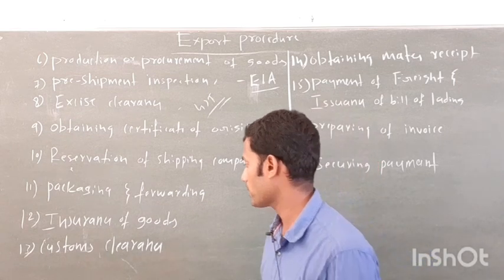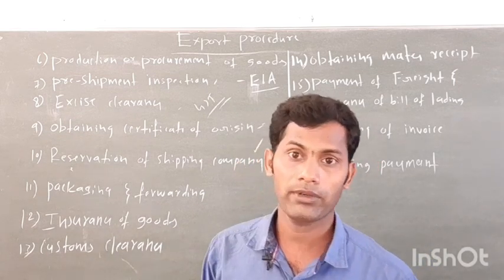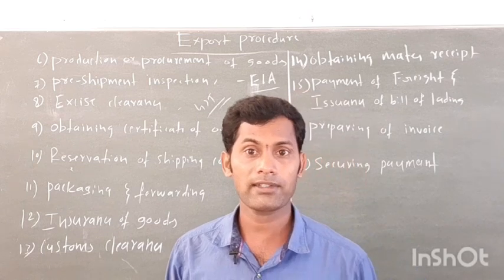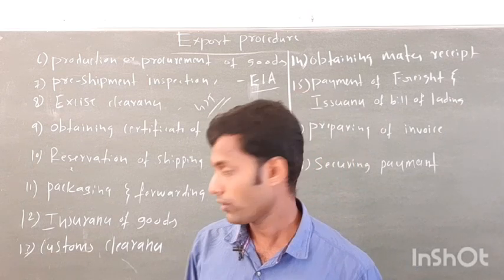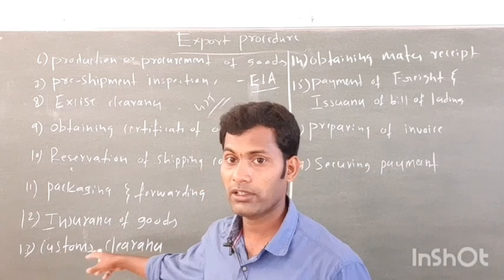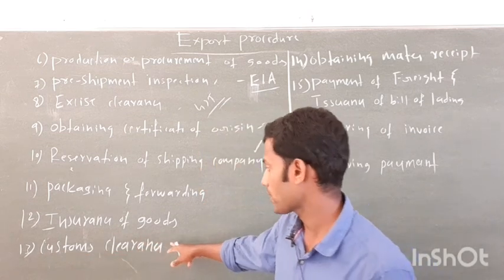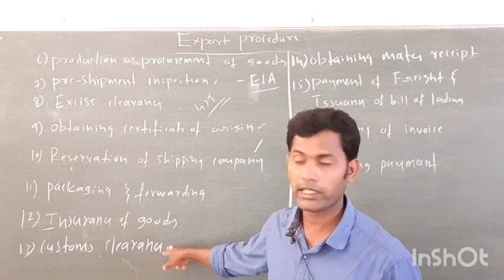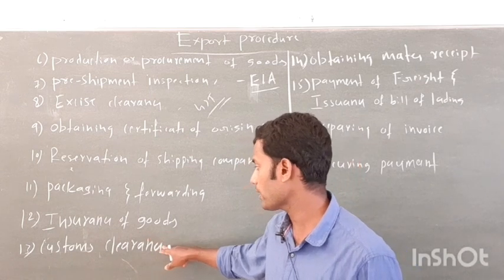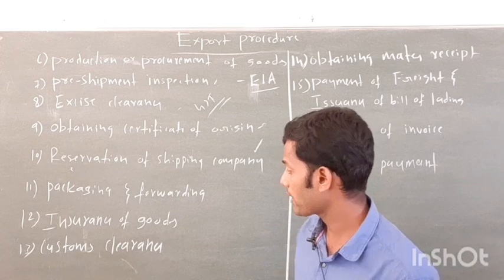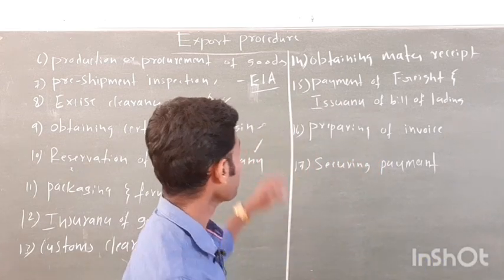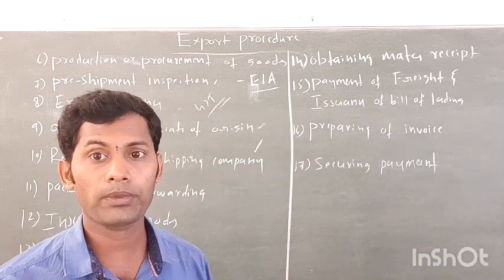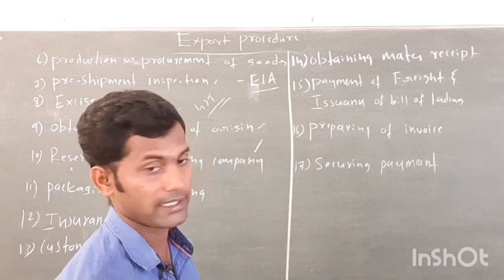Then the 13th one, customs clearance. We have to get the customs clearance from the customs office. Otherwise, if we don't get the customs clearance, then we can't export any product. That's the 13th one, getting the customs clearance. Then the 14th one, obtaining mate receipt.